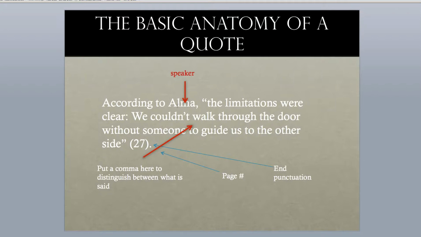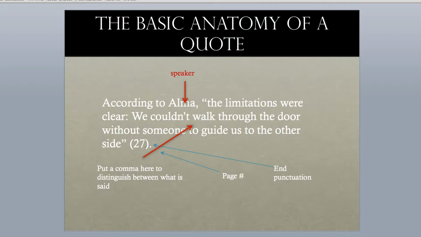So notice now it's a speaker. Between what's called a signal phrase and the actual quotation, we have a comma here to distinguish between what is said and who actually said it. Notice we have the quotation, and then we have the full word for word, exactly as it appears in the book, quote, and then we have an unquote. Notice here that we've actually moved this end punctuation to go outside of our page number.